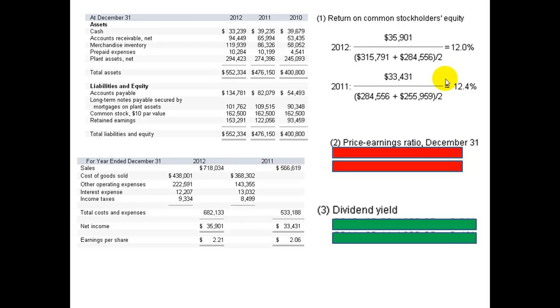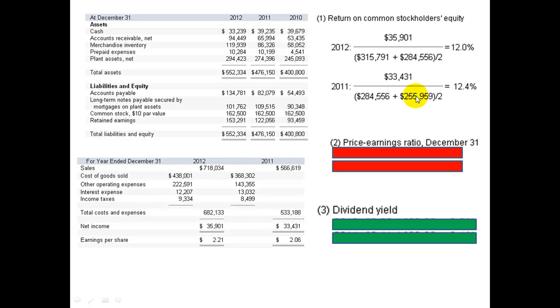2011 will be the net income for 2011, which is 33,431, divided by the average common stockholders' equity for 2011, and we'll start with the ending equity, which is 162.5 for common stock, retained earnings 122,056 rather. Add the two together, you get 284,556. And you can also take the ending 2010 common stockholders' equity, which is 162.5 and 93,459. It's the same as the beginning of 2011.